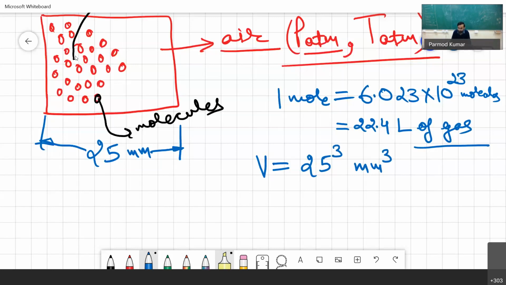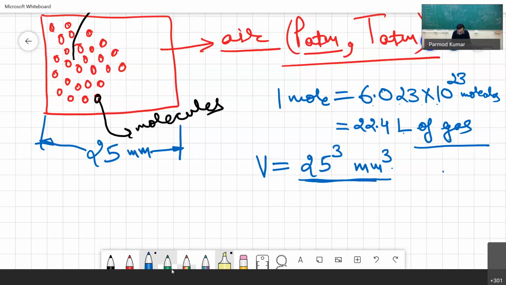Because we are having the side of this container as 25 mm. Now what will be happening in this situation? For 22.4 liters of gas, we are having 6.023 × 10^23 molecules. Now we can calculate for 1 liter of gas. I can convert this volume into liters and determine how many molecules we will be having.